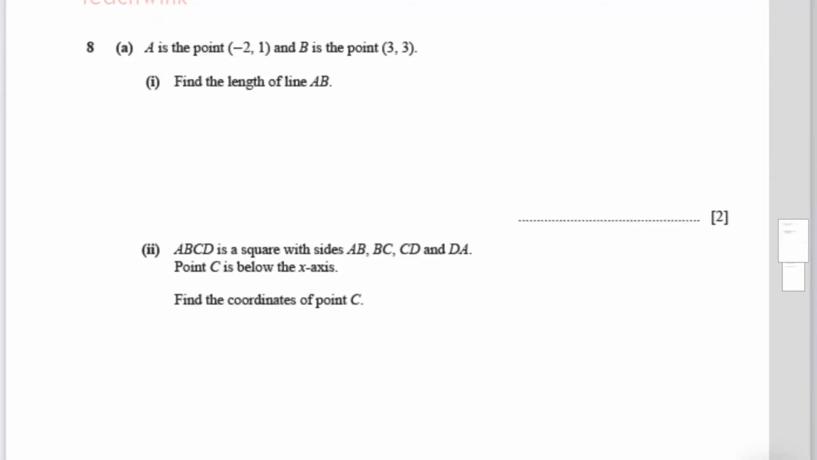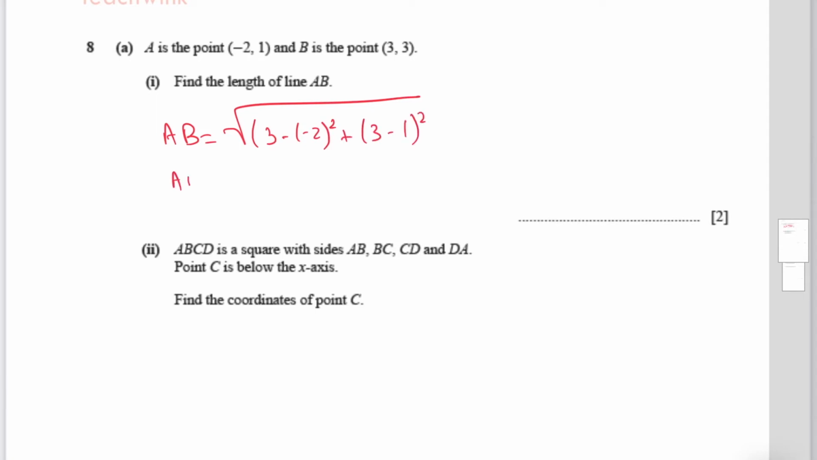So let's start. The question says A is the point -2 and 1 and B is the point 3 and 3. Part 1 says find the length of line AB. In order to find the length of AB, you need to use the formula where it says x2 minus x1 plus y2 minus y1, and the whole thing is squared inside and then you find the square root of it. So you do 3 minus -2 whole squared plus 3 minus 1 whole squared.